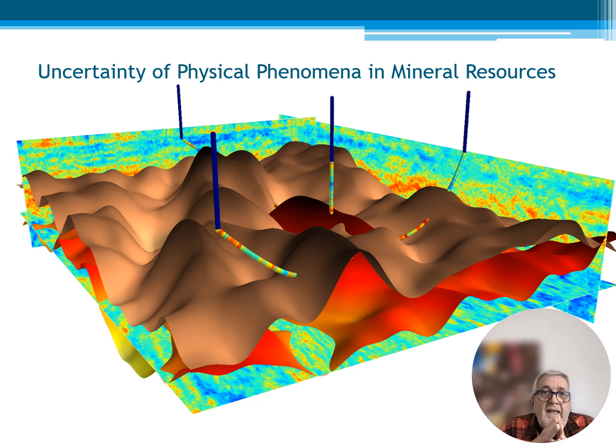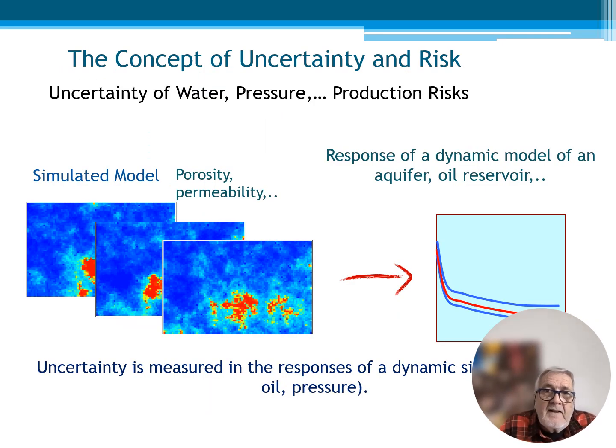Now, uncertainty can be assessed for any property of the subsoil or can be evaluated a posteriori through what we call a transfer function. Let's see what I mean by that. Look at one example of an aquifer, the concept of uncertainty and the risk of water flow, pressure, production risk, and so on. Suppose we have an ensemble of simulated models of porosity and permeability. From each pair of porosity and permeability, we run a dynamic simulator from one well to another well, and we can obtain one response. But if you do the same exercise, the same dynamic simulator for all models, you obtain an ensemble of responses. Here it is.